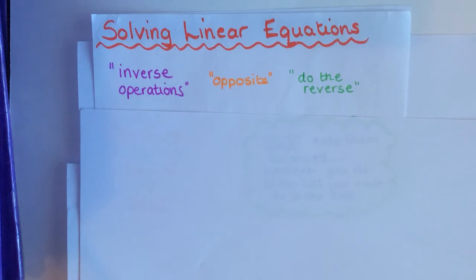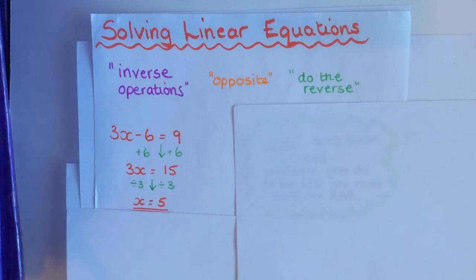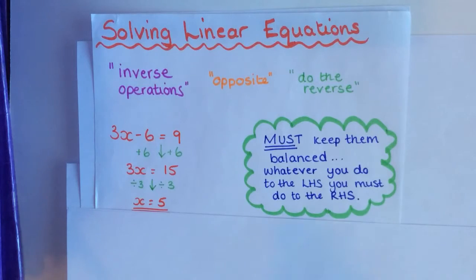When solving linear equations, we need to remember to use inverse operations. We want to use the opposite sign or do the reverse. Take this as an example. We want that 3x term to be on its own, so we add 6 to both sides. Remember that whatever you do to the left-hand side, you must do to the right-hand side to keep this balanced.